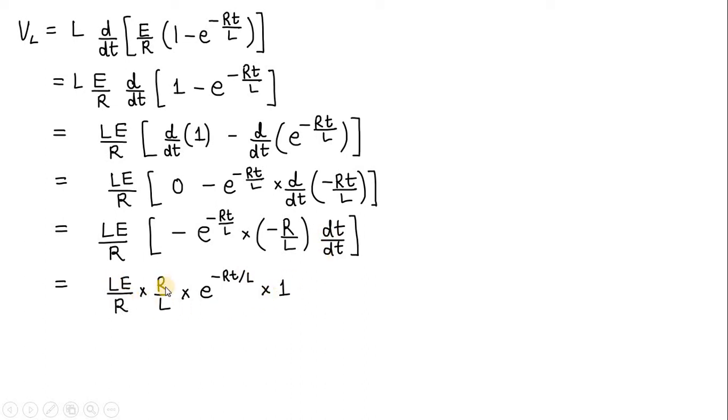Here L cancel, R cancel. So finally we'll get only E multiplied with this. So EMF multiplied by e power minus RT by L. This is the potential difference across the inductor after time t. And we can now substitute the values which are given in the question.